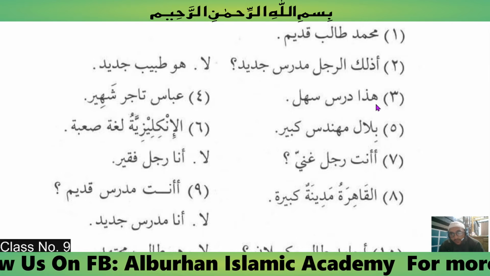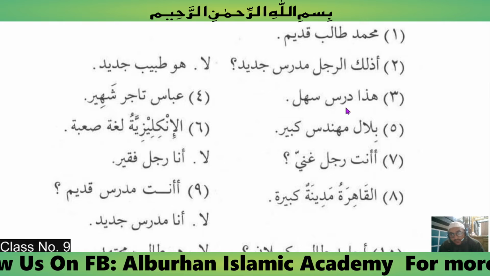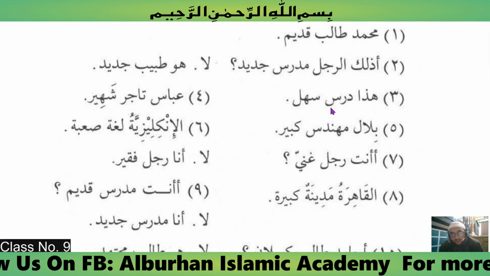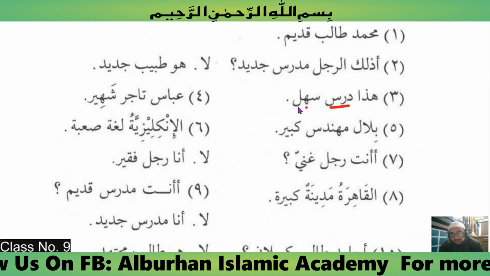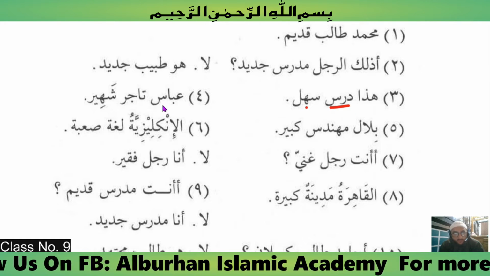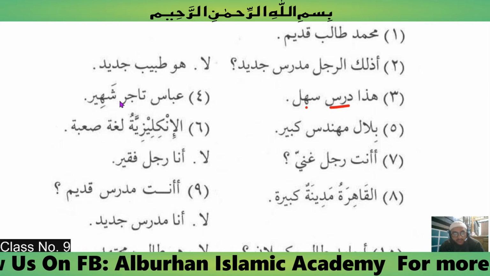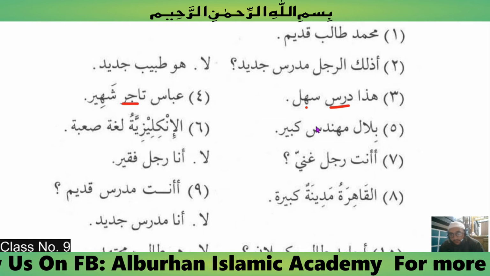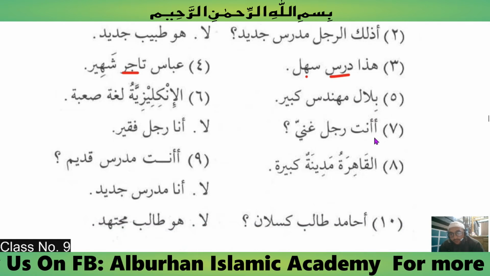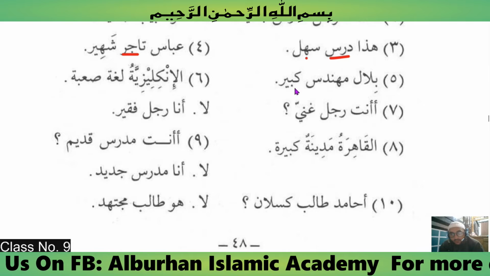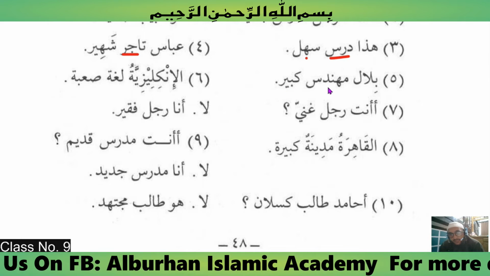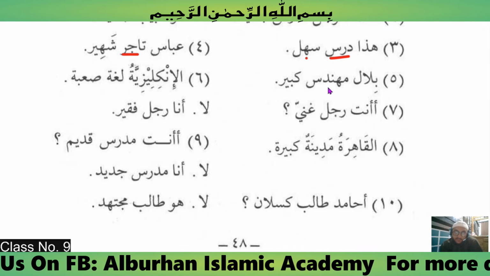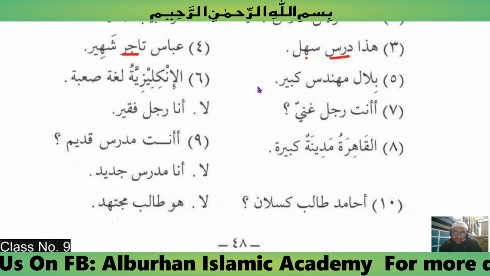Number 3, هذا درس سهل. This lesson is easy. Okay, سهل means easy. منعوت and نعت. Number 4, عباس تاجر شهير. عباس is a famous trader. تاجر منعوت and شهير نعت. Number 5, بلال مهندس كبير. Bilal is a big engineer.